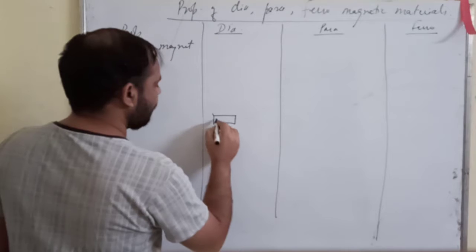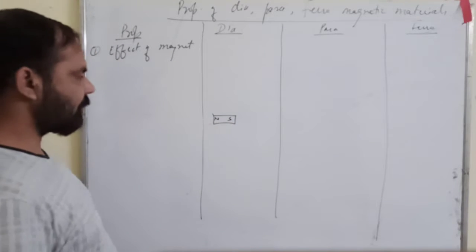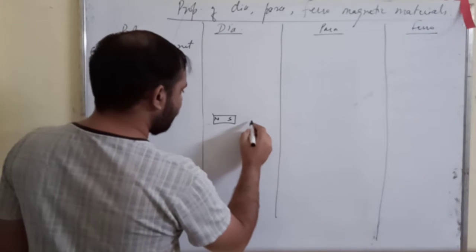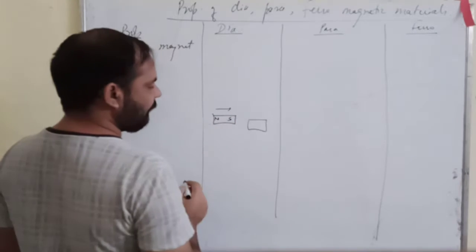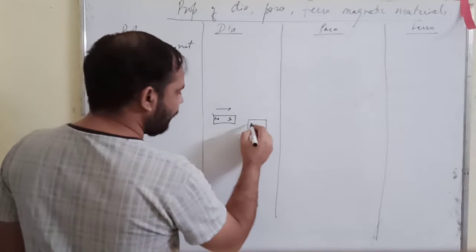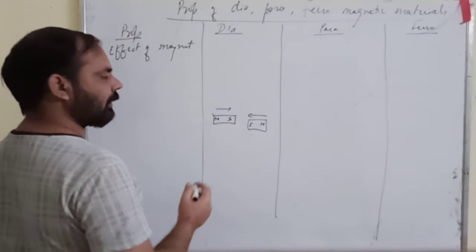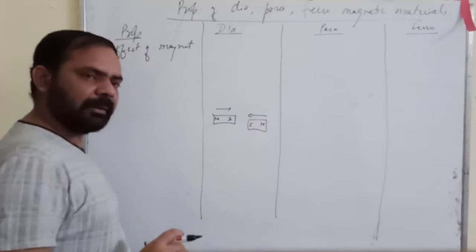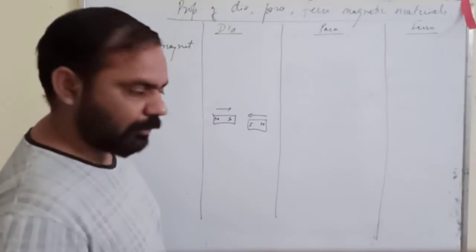Suppose you have an external magnetic field like this. We will take it in this way. We have an external magnetic field and we place a diamagnetic material here. The direction of this external magnetic field is this. How will this magnetize? It will magnetize in the opposite direction like this. So you can see that similar poles are coming together. So what will happen? They will repel each other, right?